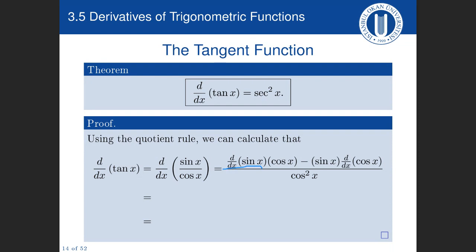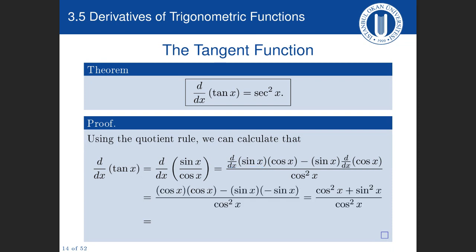That's derivative of sine, cos, minus sine, derivative of cos, all divided by cos squared. So cos squared minus minus sine squared, divided by cos squared, or cos squared plus sine squared divided by cos squared. And as I think everybody remembers, cos squared plus sine squared is equal to 1. So we just get 1 divided by cos squared x, or sec squared x. So that's 3 trigonometric functions done. Still we have 3 to go.